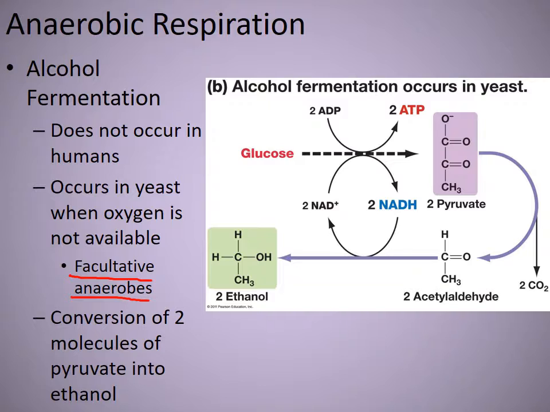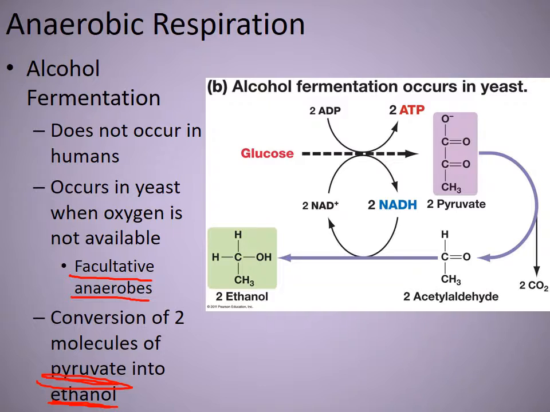Now what that means is that yeast can, in fact, survive in the presence of oxygen, whether they have it or not. Okay, what yeast will do is convert 2 molecules of pyruvate. Remember, glycolysis is a primitive process. It occurs in all organisms. Yeast cells will convert pyruvate as a product of glycolysis into ethanol. Ethanol is the molecule which we would find booze in.